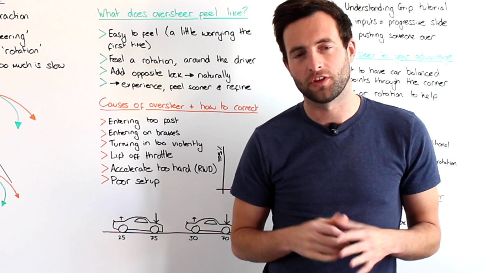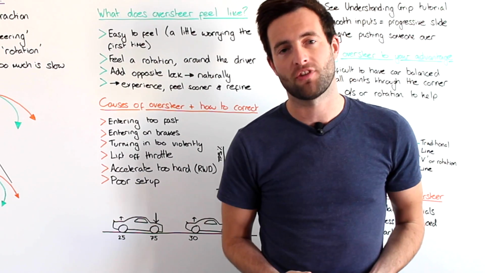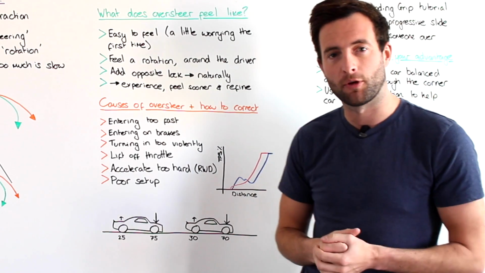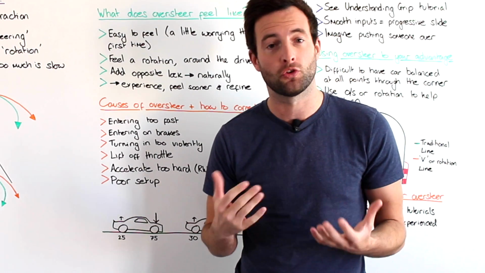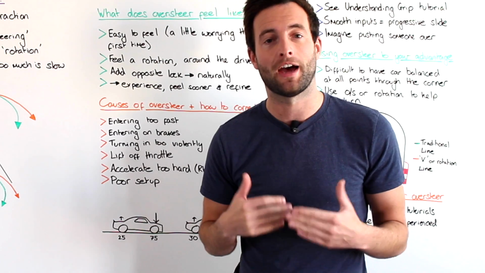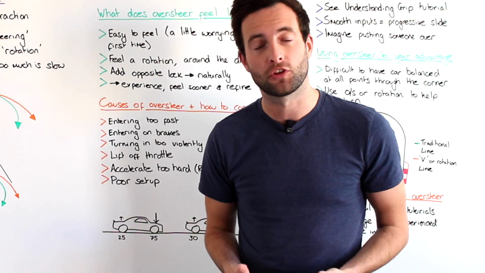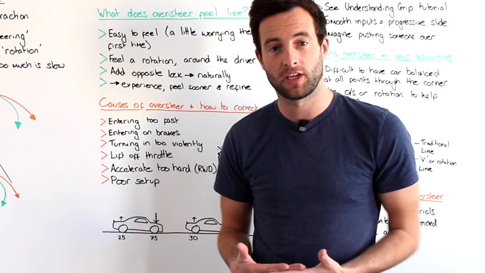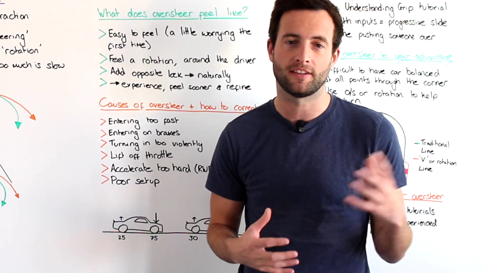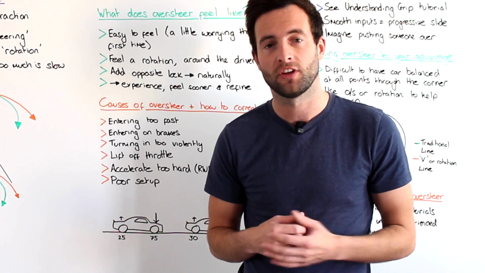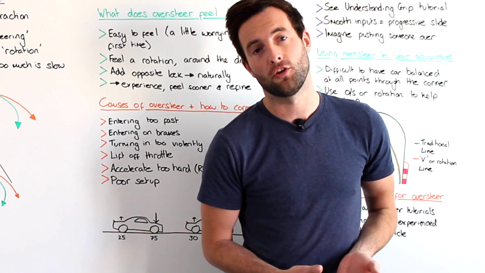So what are the causes of oversteer and how can we change our driving style to correct these problems? Well, the first problem can be if you try to enter the corner too quick. There's a certain limit to how quickly a car can go through a corner. And if you try and enter the corner too quickly, then something's going to give way. Depending on your driving technique and the setup of the car, it could understeer, as we spoke about in the last tutorial, or it could oversteer.